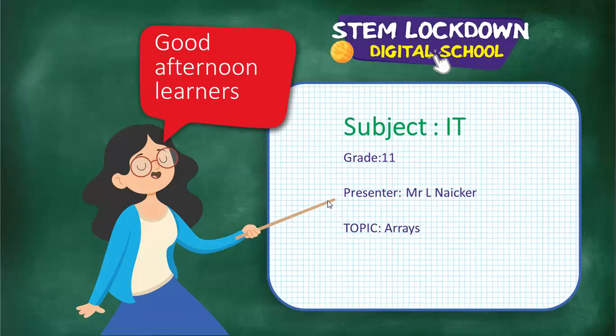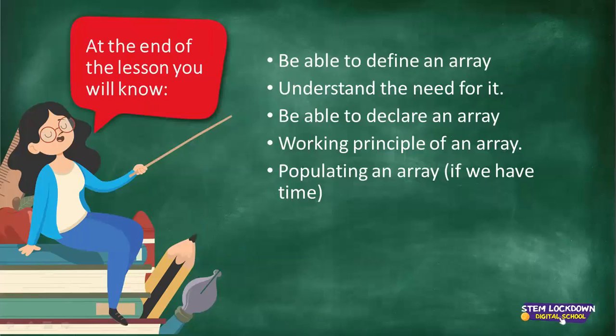At the end of this lesson, what are the objectives? The objective is to be able to define an array, understand the need for it, be able to declare an array, understand the working principle of an array, and hopefully, if we have enough time, populating of an array. As I said, this is term 2 and 3 work in the CAPS document, so we will get started with it. We will take it easy, so please don't think that we're going to rush through this.